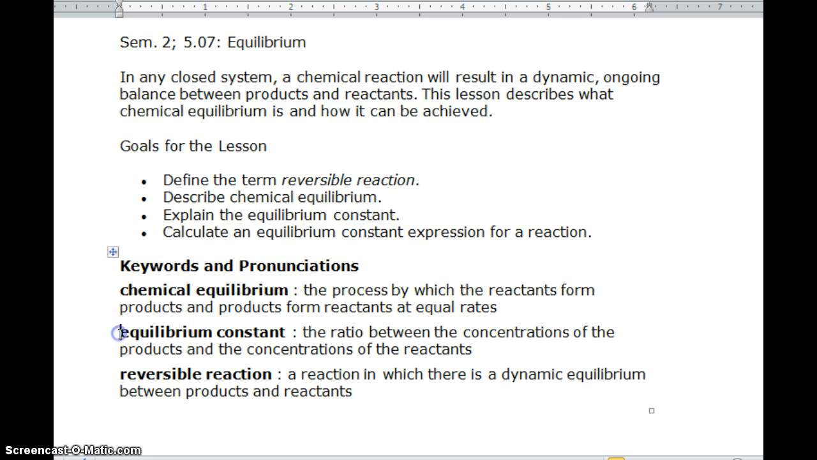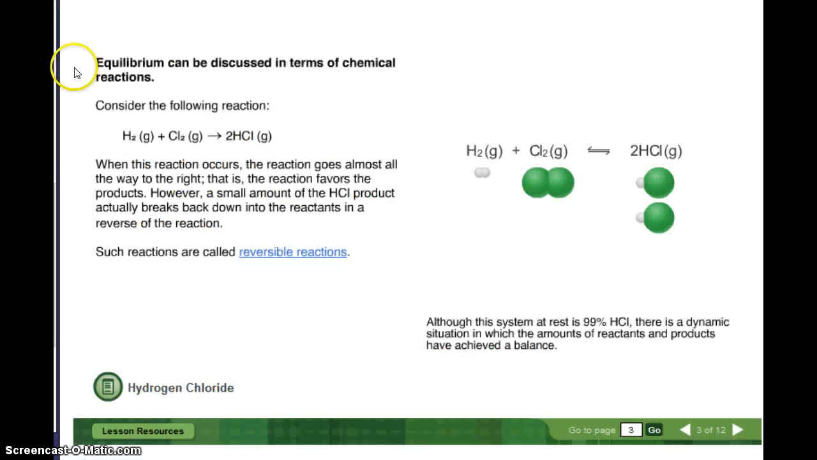Equilibrium constant is the ratio between the concentrations of the products and the concentration of the reactants. And a reversible reaction is a reaction in which there's a dynamic, or moving, equilibrium between products and reactants. And hopefully you also see the word reverse, meaning that it can go backwards and forwards. Equilibrium, or think of it as being balanced.